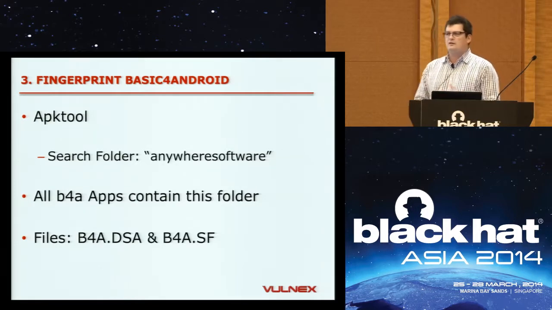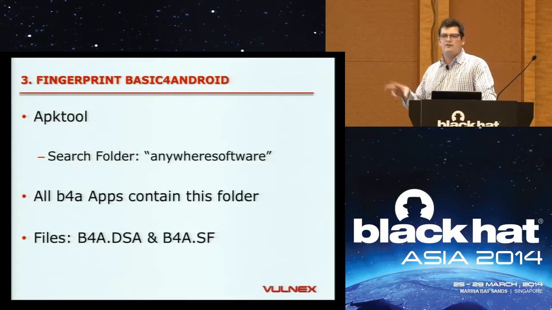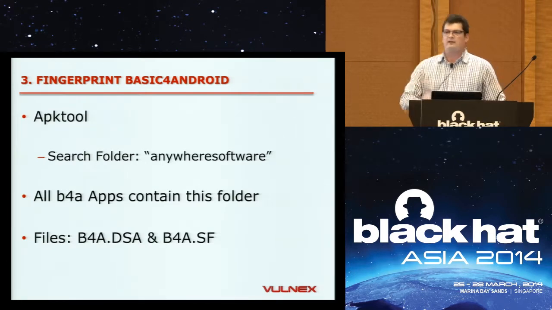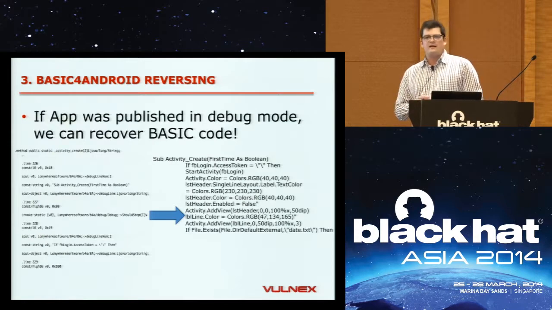Another way we can quickly fingerprint this application is, for example, to look for B4A files, those files at the bottom. If you find those files in the APK, in the Android app, this is a BASIC for Android application, so it's quite easy to spot if an app has been written in BASIC for Android.